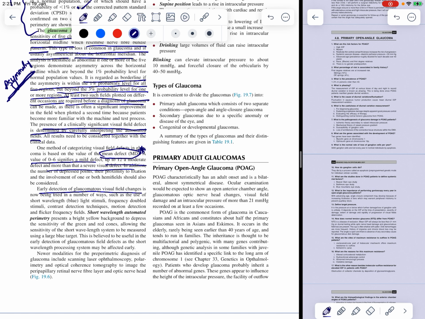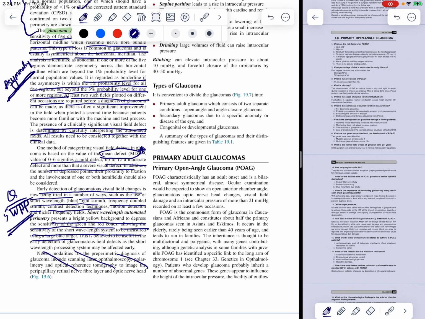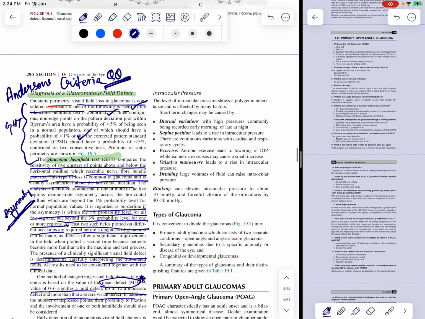Early detection of glaucomatous visual field changes is now being tried in a number of ways, such as the use of short wavelength light stimuli, frequency doubled stimulus, contrast detection technique. Multiple techniques have come up, and we go for SWAP. Short wavelength automated perimetry is the thing to do for now, which presents a bright yellow background to depress the sensitivity of the green and red cones. We have three cones RGB, red, green, blue, allowing the sensitivity of short wavelength system to be measured using a large blue target. Newer modalities have been coming up. We are not going through these. We'll discuss in recent advances.